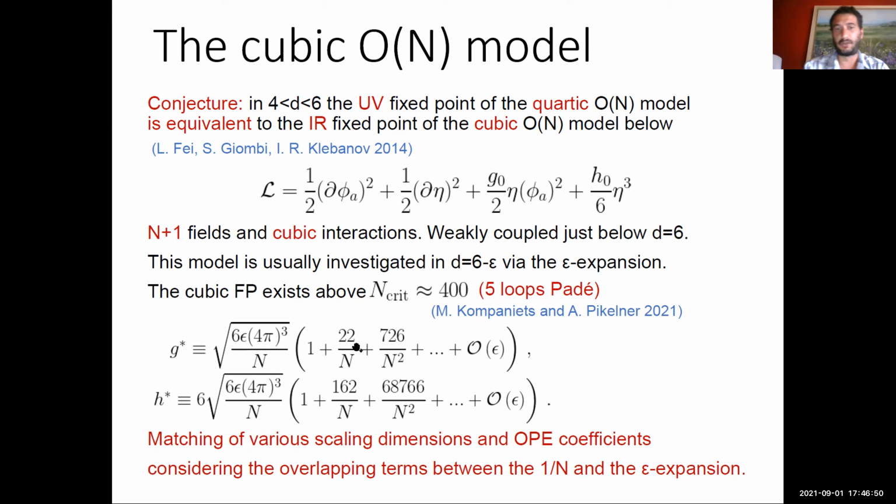This conjecture has been proposed as supported by showing that the various CFT data, such as scaling dimensions or OPE coefficients, take the same value in the two theories. Here we have to pay a little bit of attention, since one theory, the quartic model, is usually studied through the 1/n expansion, while the other theory is usually studied using the epsilon expansion, so the comparison is made at the level of terms which overlap between the two expansions.